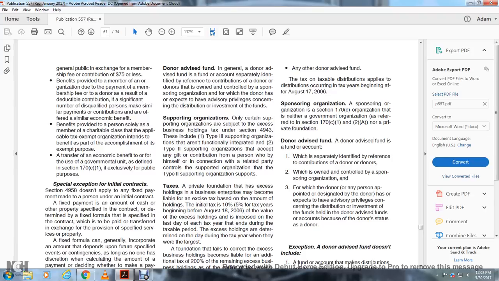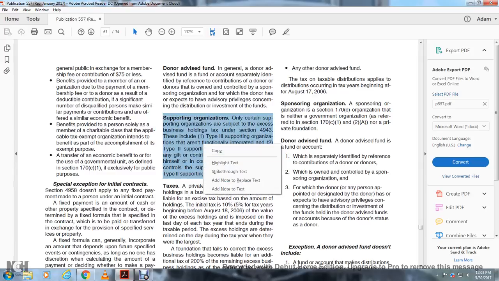Supporting organizations. Only certain supporting organizations are subject to the excess business holdings tax under Section 4943. These include Type 3 supporting organizations that are not functionally integrated, and Type 2 supporting organizations that accept any gift or contribution from a person who, by themselves or together with related parties, controls the supported organization.